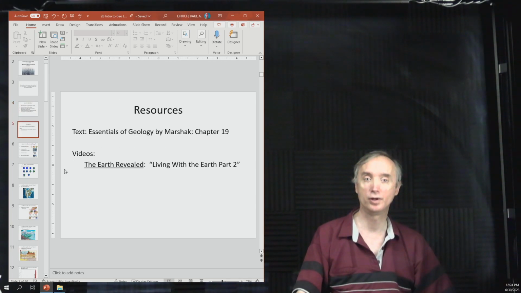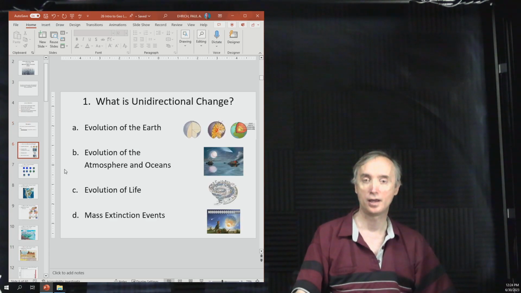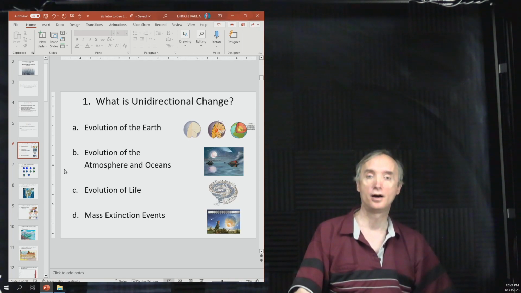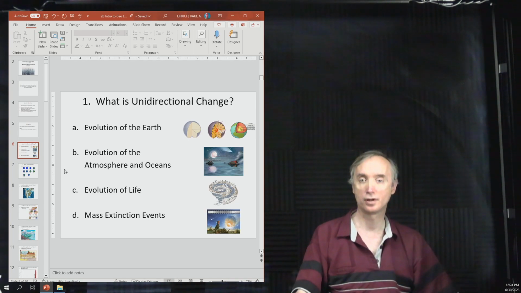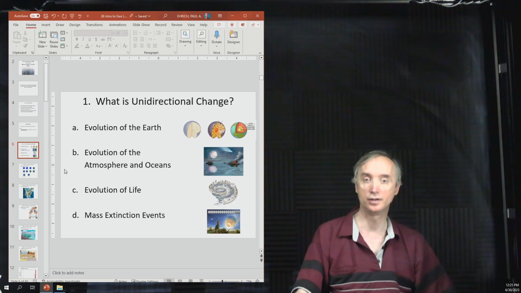And then you should be reading Chapter 19 out of your textbook. This first part, I'm not going to emphasize very much. You should be very familiar with how the Earth evolved, how the Earth got its oceans and atmosphere, how life developed on Earth, and mass extinction events, when did they occur? All of these are things that do not repeat themselves. So it's a one-time event.